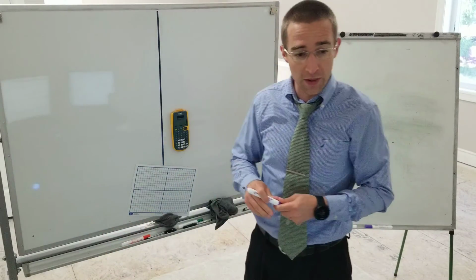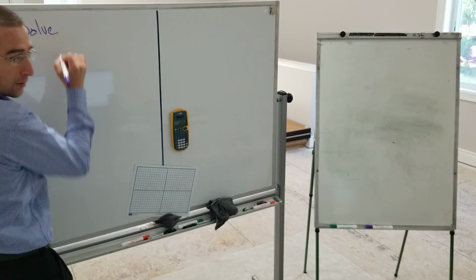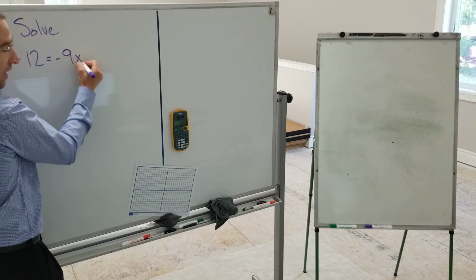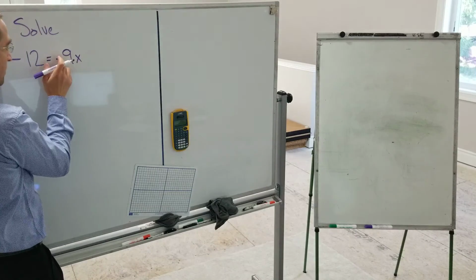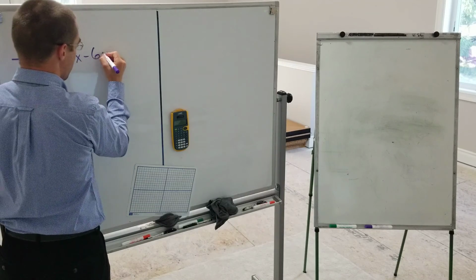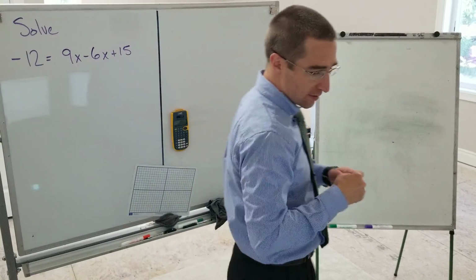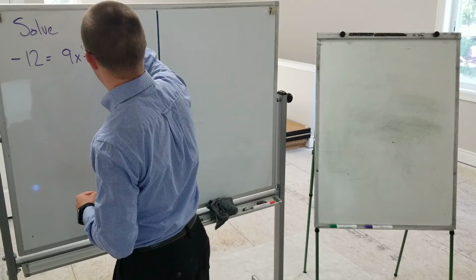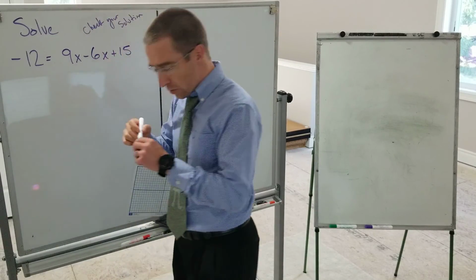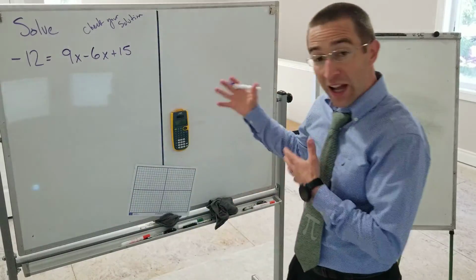So we're going to start with this problem. We want to solve negative 12 equals positive 9x minus 6x plus 15. Right, so you should be taking notes on this, and then we're going to check our solution. Check your solution. So you should be taking notes on this. Paper out, pencil, writing it down as we go over it together.